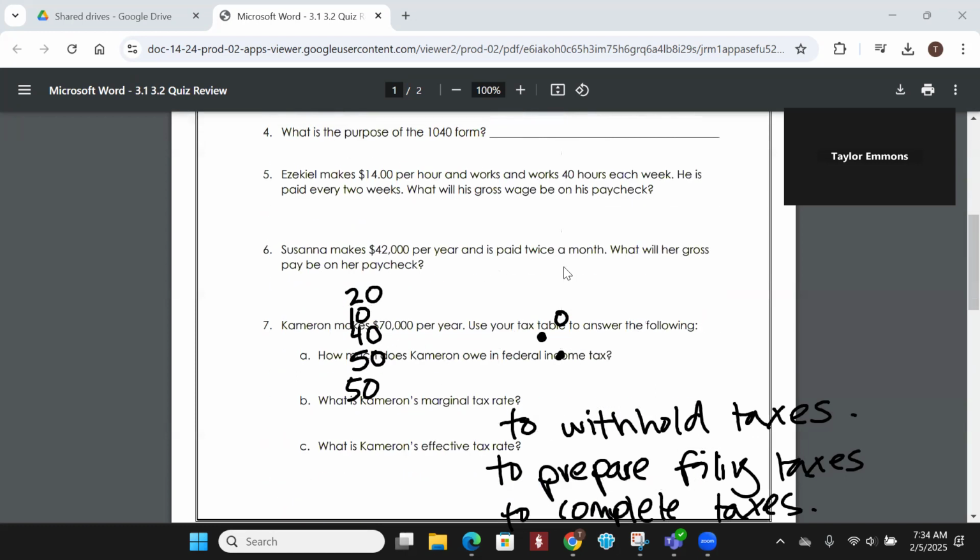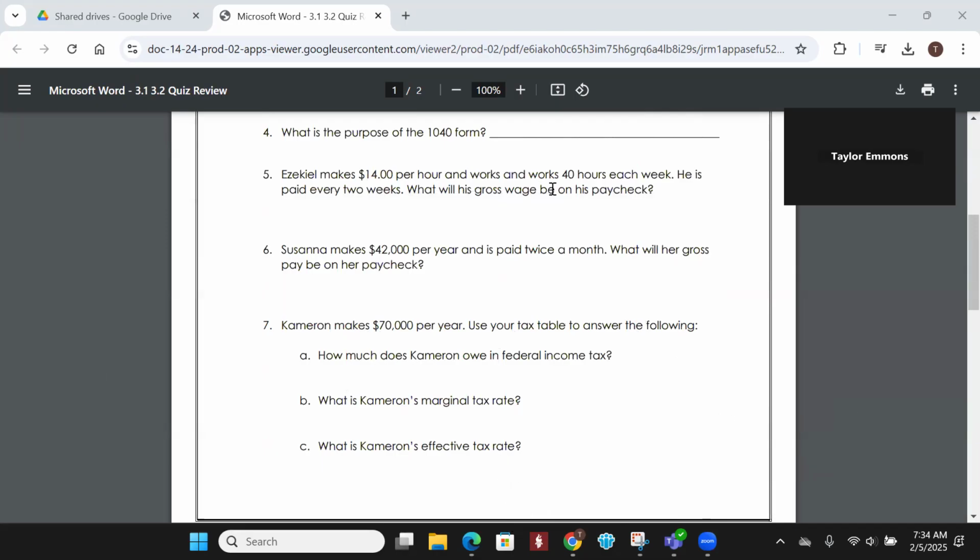All right, number 5. Ezekiel makes $14 per hour and works 40 hours per week. He's paid every 2 weeks. What does his gross wage be on his paycheck? So you're going to take 14, multiply by 40, and how many weeks are we going to do that for? 2. What do you get? Say it again. Okay. So you do hours times how much you get paid times how many weeks. Okay. There's one just like that on the quiz.